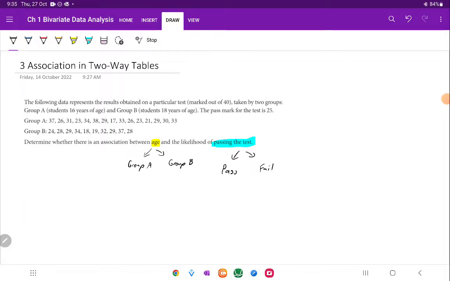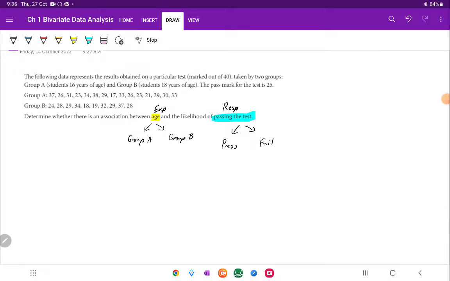So which is our explanatory variable and which is our response variable? Well, for me, I think that age has got a pretty good chance of explaining whether someone passes the test or not. Alternatively, you can think, well, passing the test is going to respond to the age of the student. And this is a hypothesis. We don't know that this is true yet, and we don't know which way it's going to go. But the idea is that we can start to have a think about it. So let's organize ourselves into a two-way table.